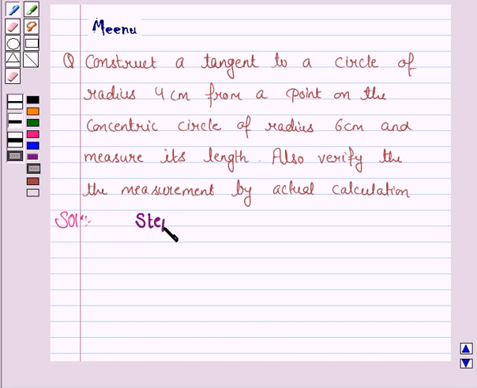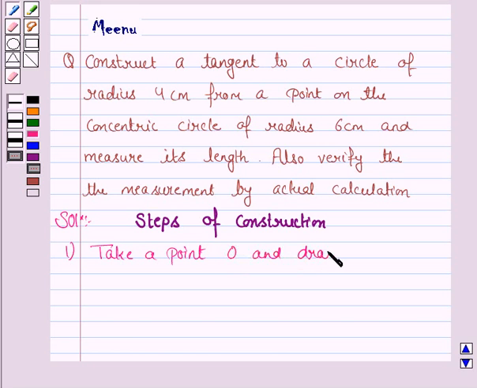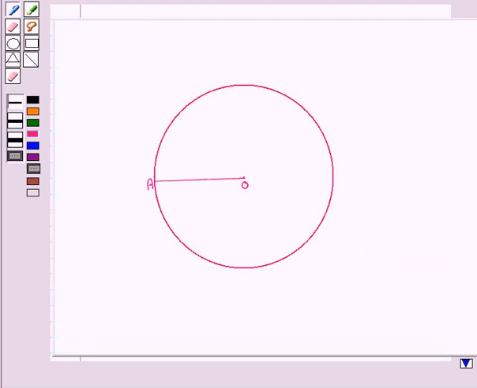We'll do the construction and we'll be writing the steps of construction. The first step is, take a point O and draw a circle of radius 4 cm. Let the radius be OA and it is of 4 cm. So we have drawn a circle with radius 4 cm.